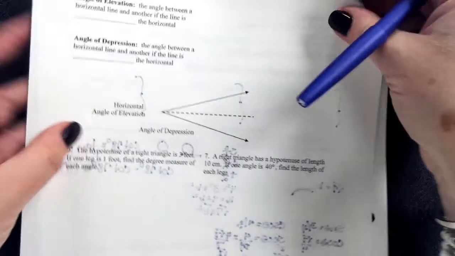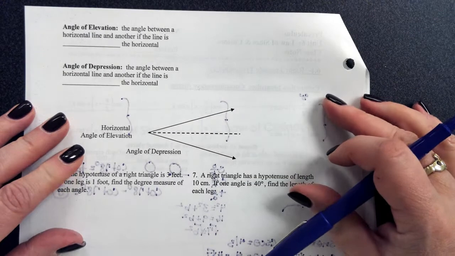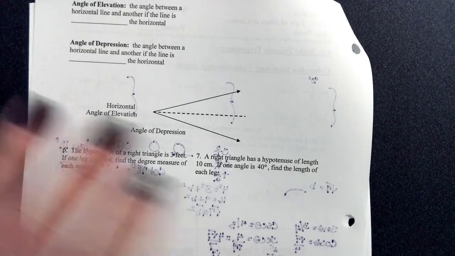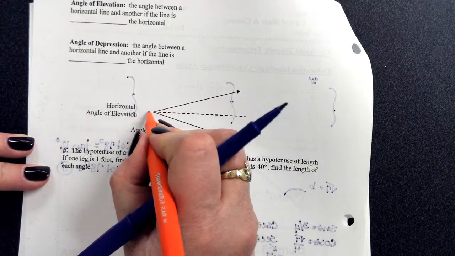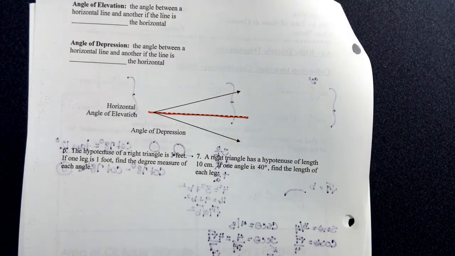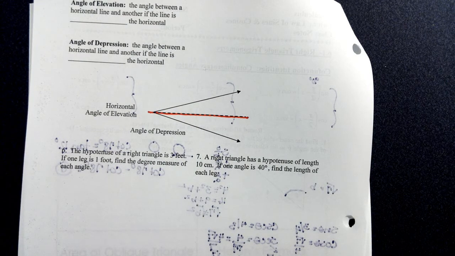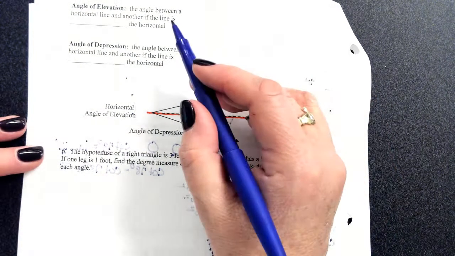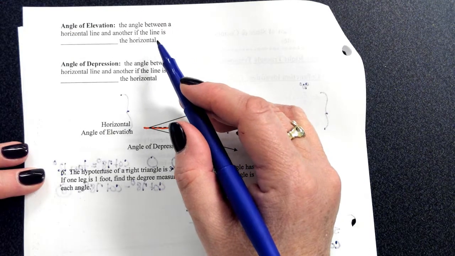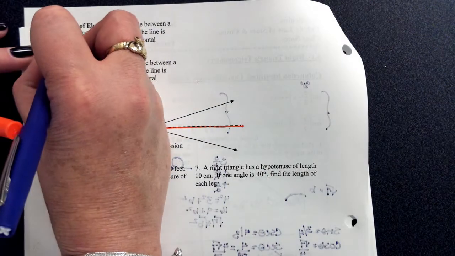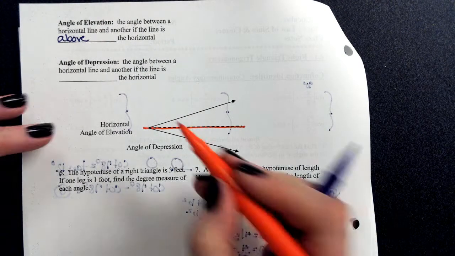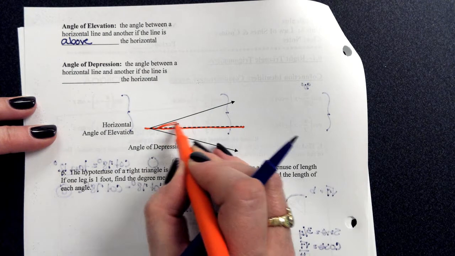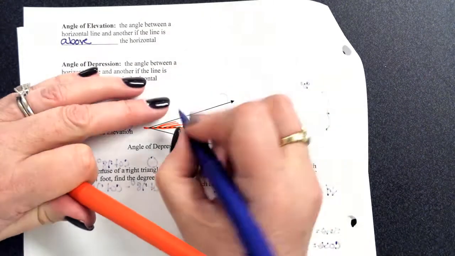Just a review from geometry. You guys talked about angle of elevation and angle of depression. So we're talking about line of sight in relationship to the horizontal. The angle of elevation is the angle between a horizontal line and another line if the line is above the horizontal. So right in here, the dashed line is my horizontal. This is my angle of elevation.